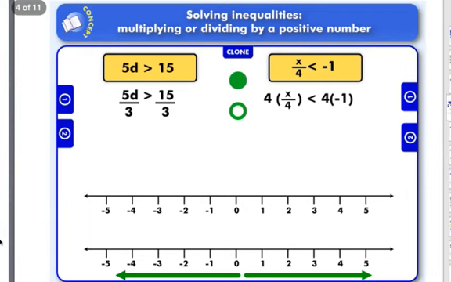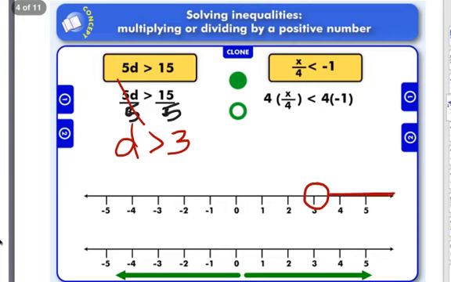So 5d is greater than 15, so we need to isolate the d. And I'm not sure why they have that here, but we know we need to divide both sides by 5. Okay? Those 5's cancel each other out to have d is greater than 3. Okay? And so when we graph that, 3 is not included in the solution set, but everything greater than 3 is. So that means open circle because 3 is not in our solution set.